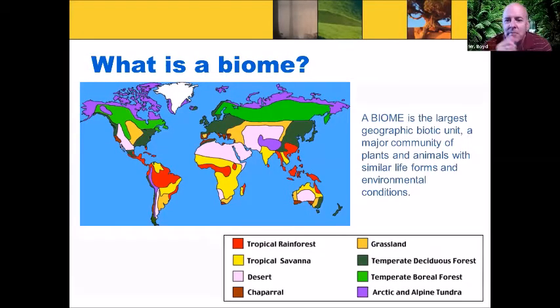So what is a biome? It's the largest geographic biotic unit, a major community of plants and animals with similar life forms and environmental conditions. And you can see how they're distributed. Tropical rainforests, mainly in the equatorial regions. Tropical savannas as well. The deserts, there's deserts that aren't along the equator, like us. And desert means dry, it doesn't necessarily mean hot. But they're also mainly on the interior of continents. You have your grasslands, different types of forests, and the Arctic or alpine tundra.